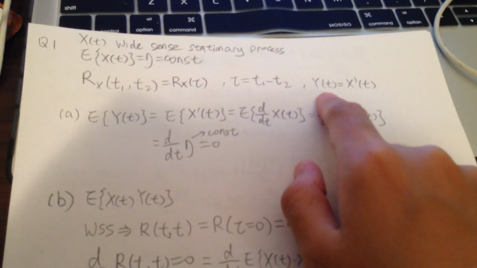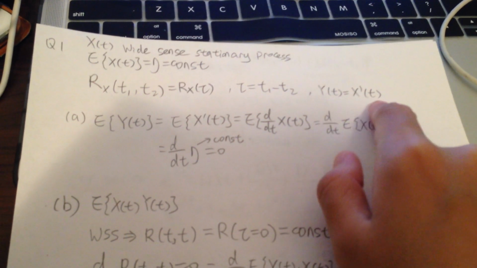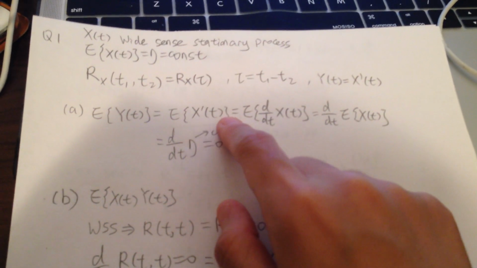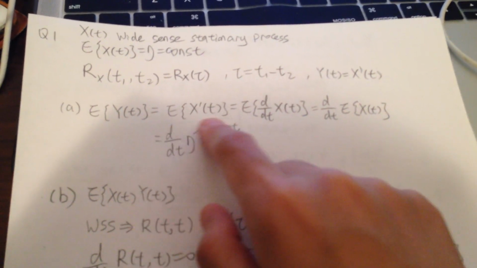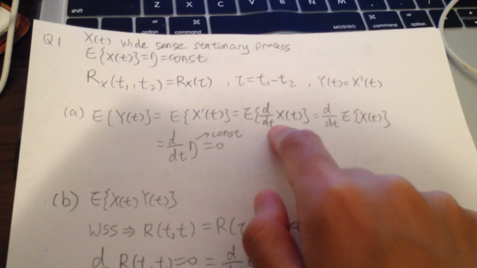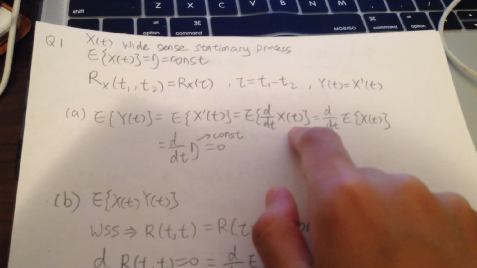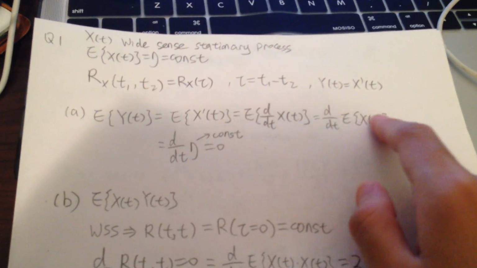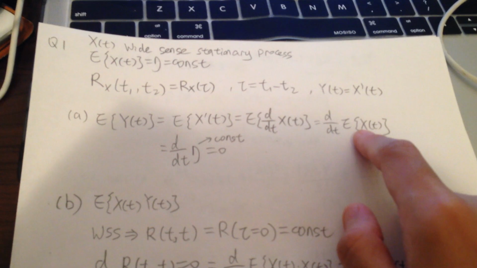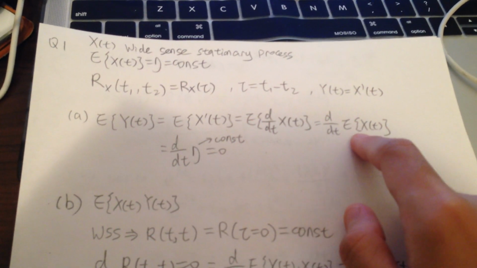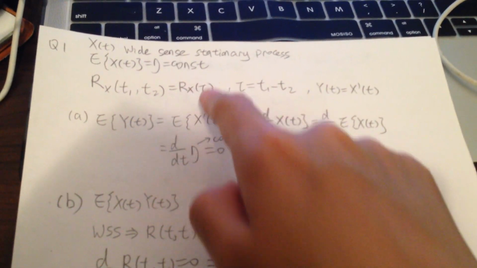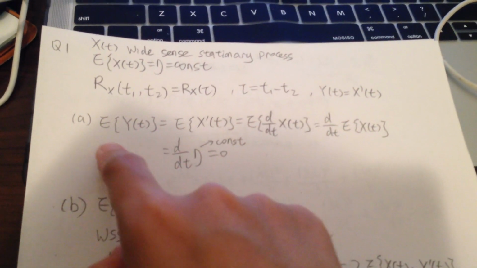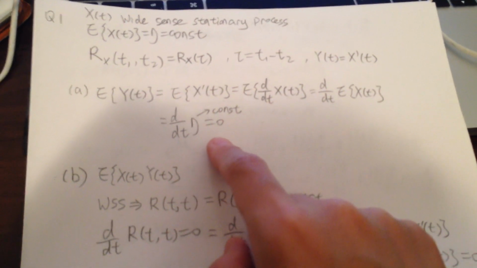Here we already know that y of t equals x prime of t, so we just plug this formula in, then we can get the expectation of x prime of t, which equals the expectation of y of t, and that equals the derivative of x of t with respect to t. So we just move d over dt outside the expectation, and we already know the expectation of x of t here equals μ. It is a constant, so any derivative of a constant equals 0. So for the first question, the expectation of y of t equals 0.